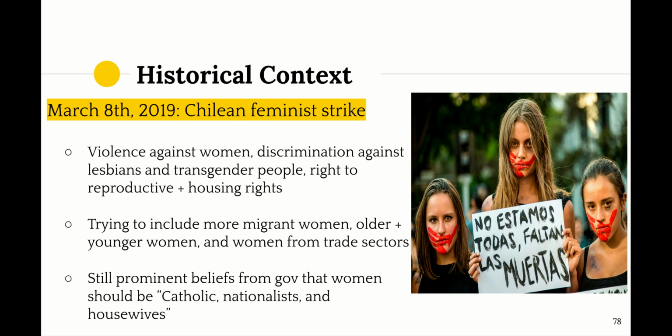As you can see from the picture on the side, these women have red handprints over their mouths. That is supposed to symbolize missing or violated women. You could also see that they're holding a sign that says, "No estamos todas, faltan las muertas." And that means this is not all of us. This is not all of us women. We are missing those who have died. And if I got that wrong, somebody let me know.